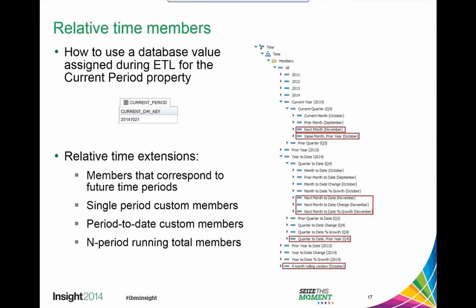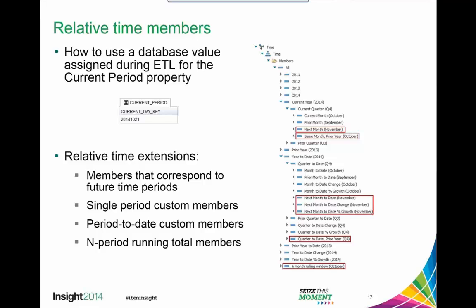So first, with relative time, if you enable your cube for relative time, you can author a bunch of your reports relative to a current period. And you can run these reports at any time, and they remain valid because the value of the current period expression is evaluated at execution time.